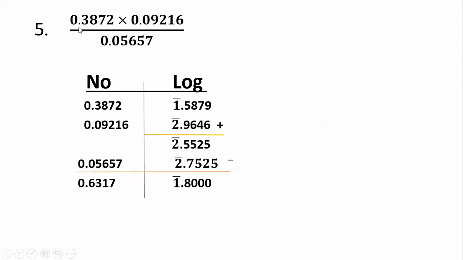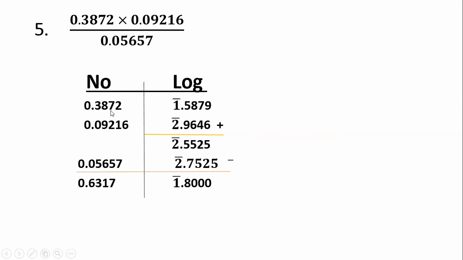Another one, division and multiplication: 0.3872 times 0.09216 divided by 0.05657. Okay, number logarithm column table by 1 under 10th, and the other one by 2 under 100th.